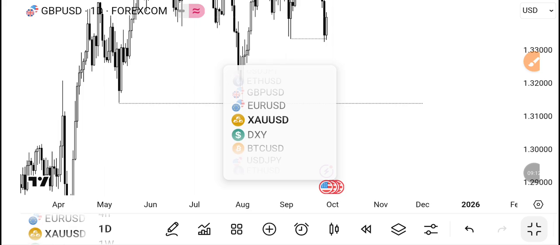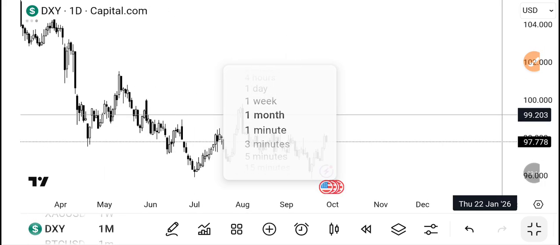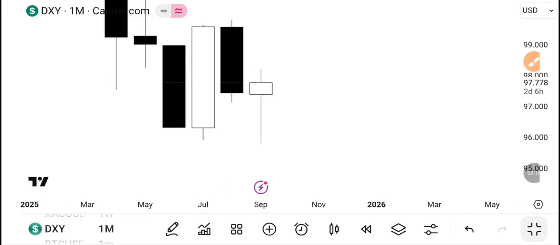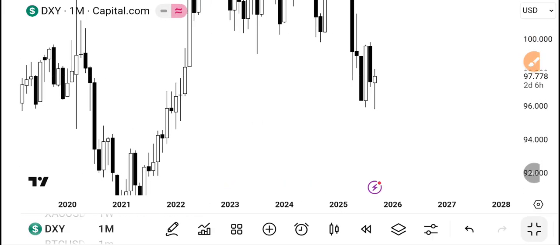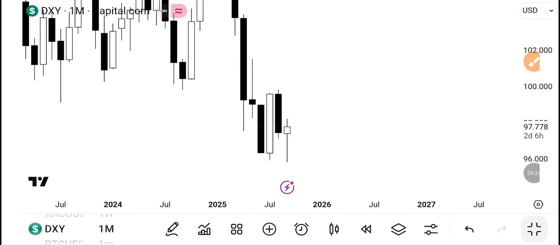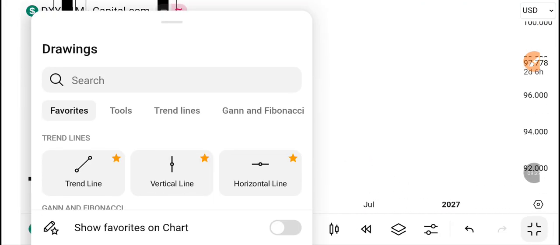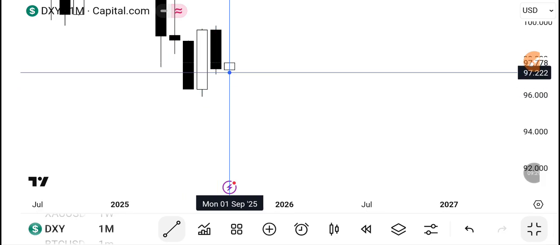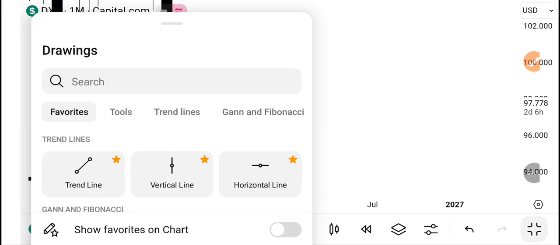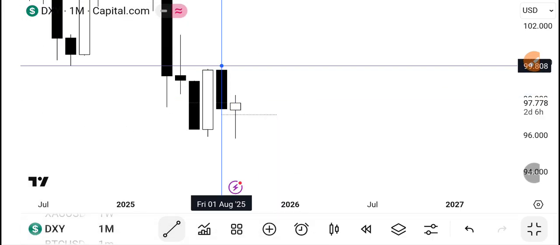So DXY, if you could check the monthly time frame, same align with Euro USD. So DXY, we have something nice on DXY. Very, very nice. We have two draws on liquidity. Price raided this low, right? Raided the low, and now we have a target of this high, right?